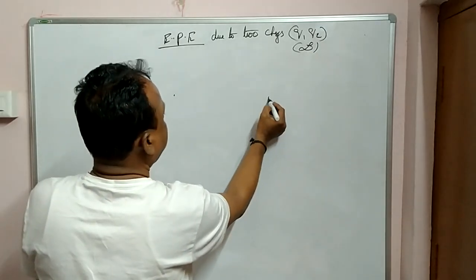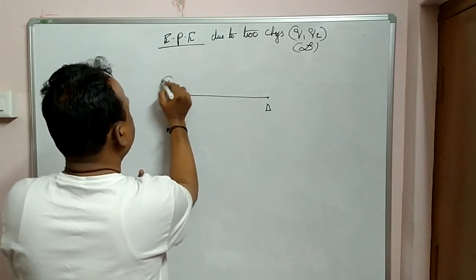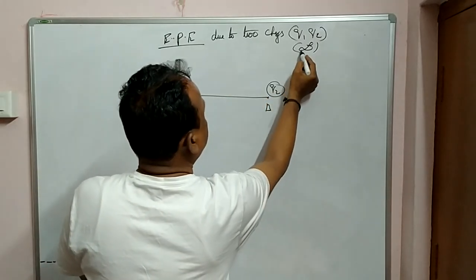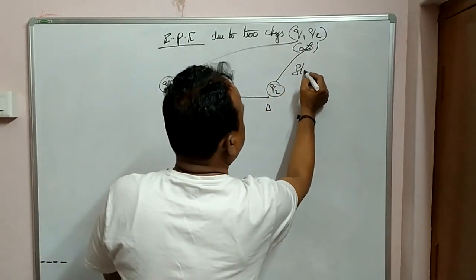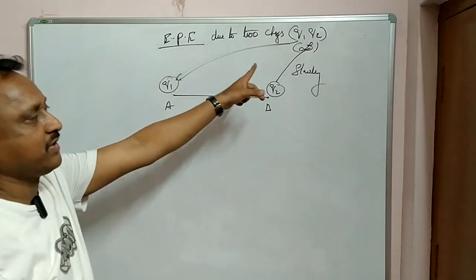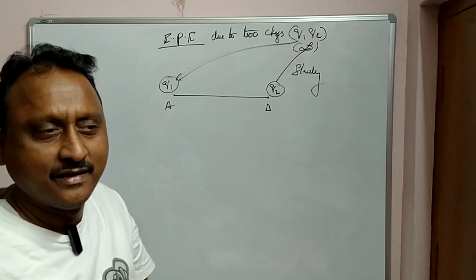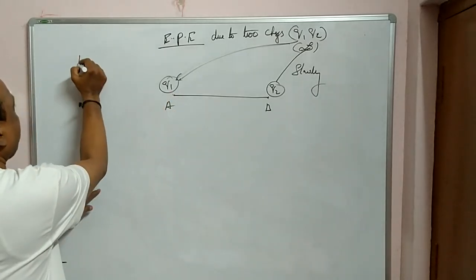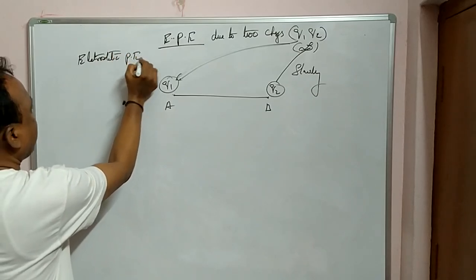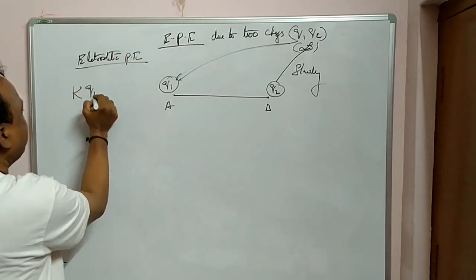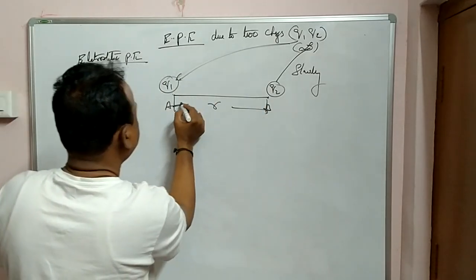Now these two I have to bring here to points A and B, Q1, Q2. So here I am bringing them from infinity slowly by doing some work. The work done in moving those two charges from infinity slowly to the required points A and B is called electrostatic potential energy, and it is given by K Q1 Q2 by D or R. This is the distance between them.